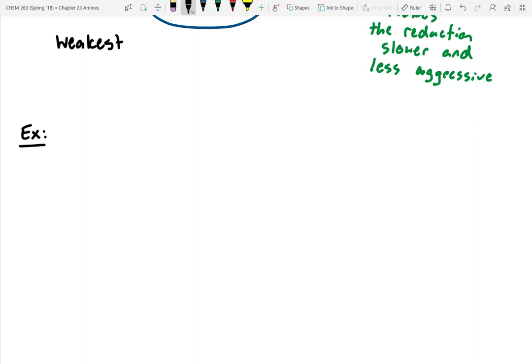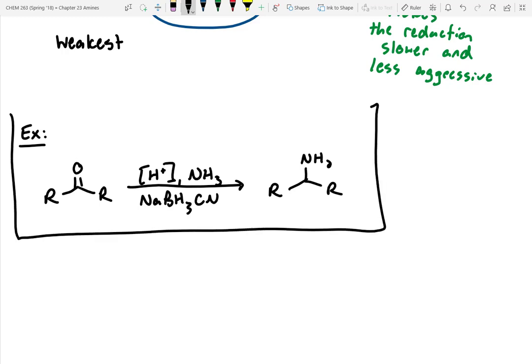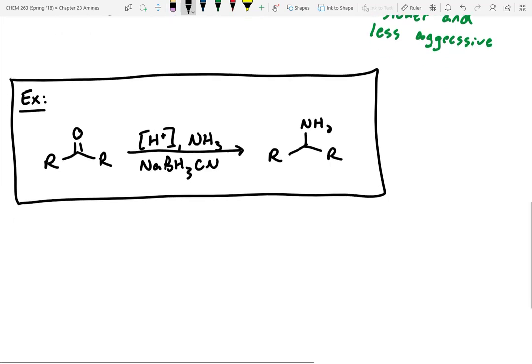So now, if we take that same ketone that we started with before, you can run this all in one pot. Use NaBH3CN, that's the sodium cyanoborohydride, and you can use this to get your primary amine. Does that make sense? So that's the whole idea behind reductive amination, is forming an imine or an enamine and reducing it very quickly. So let's take a look at the versatility of this.